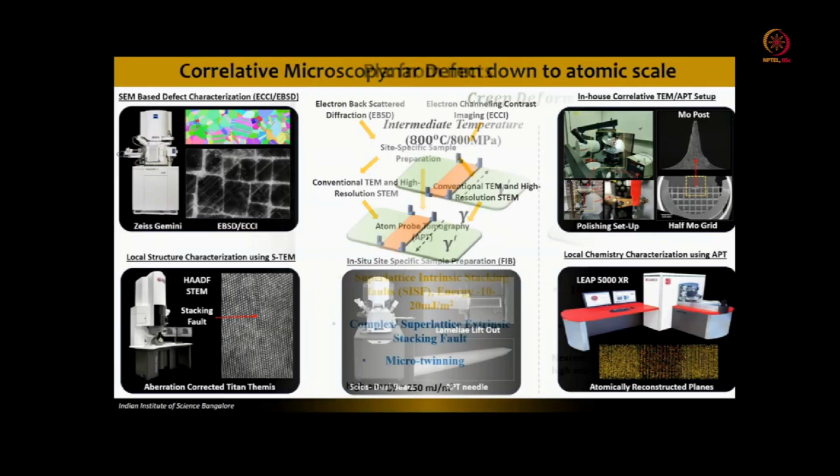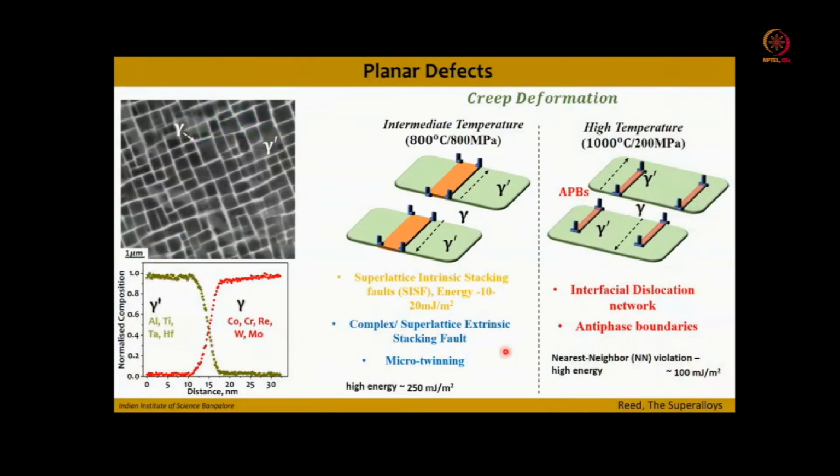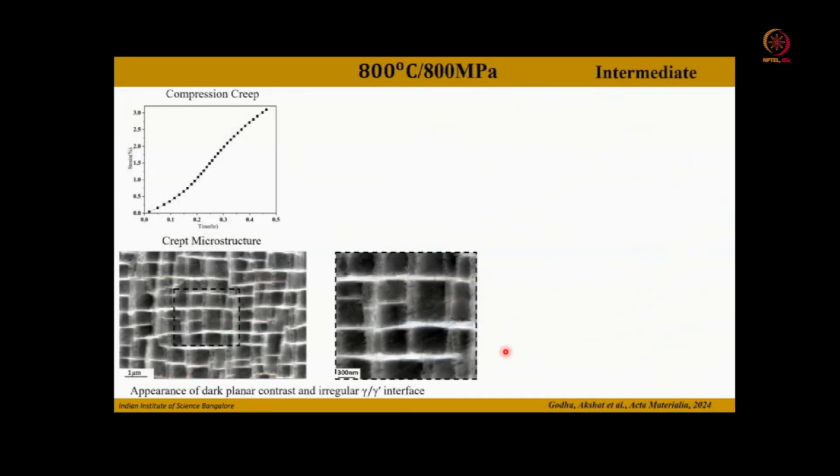Okay, so if you see the creep deformation, I have divided it into two important parts. One is intermediate temperature and one is high temperature. First, I will talk about the intermediate temperature. At intermediate temperature, you can see that after the creep at 800 degrees Celsius and 800 MPa, in this gamma gamma prime structure, the gamma prime interfaces are serrated.